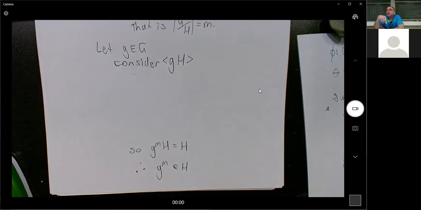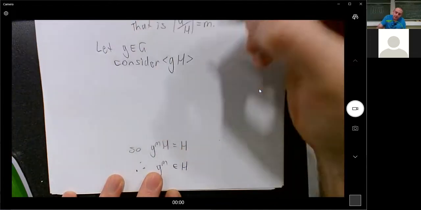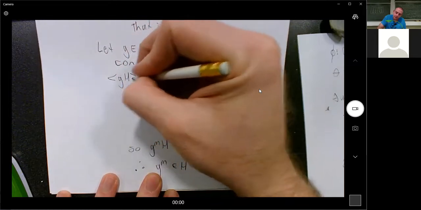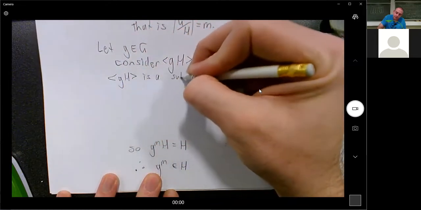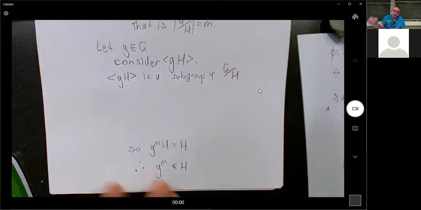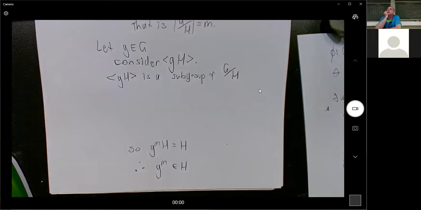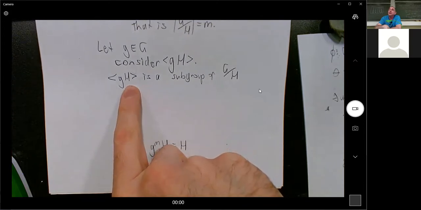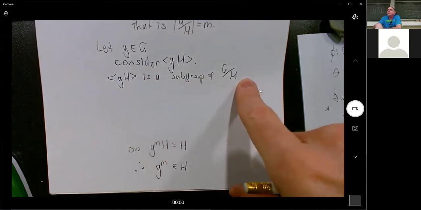This is a subgroup of G factoring out H. Not all the other cosets. Whatever cosets this produces when I take its powers, together they are a subgroup of G factoring out H.